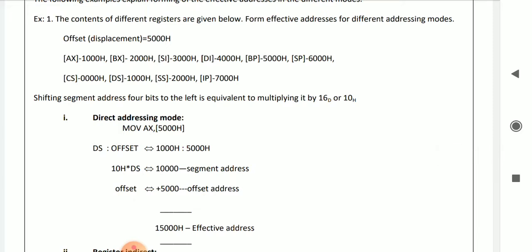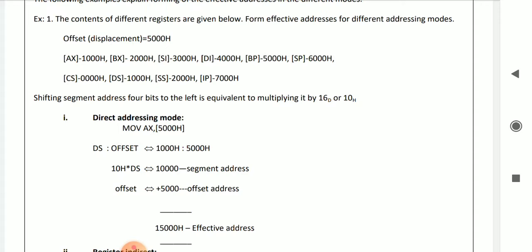The instruction given is MOV AX, [5000H]. In this instruction the address is given directly, so the addressing mode will be direct addressing mode. How to calculate the effective address is given here. It is always written like that, DS double dot offset. Suppose DS is given as 1000H and the offset address is given as 5000H.